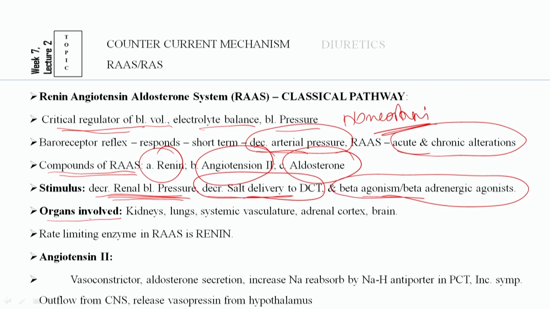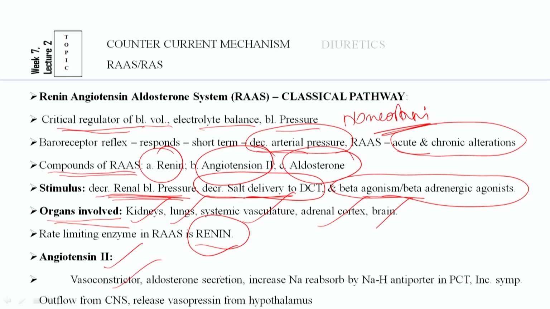And what are the organs involved in the RAS mechanism? The kidney, lung, systemic vasculature, adrenal cortex, and the brain. Then the rate limiting enzyme in the RAS mechanism is renin. If renin is secreted, then the mechanism will get activated, otherwise it won't, right? Now the next important compound is angiotensin 2. Its main function, which I already told, is that it is a potent vasoconstrictor, don't forget that.